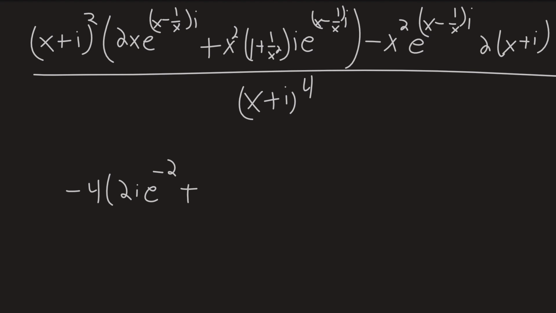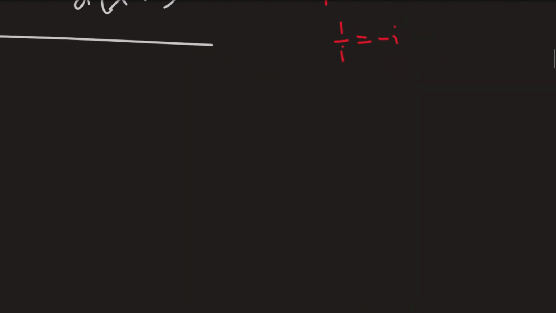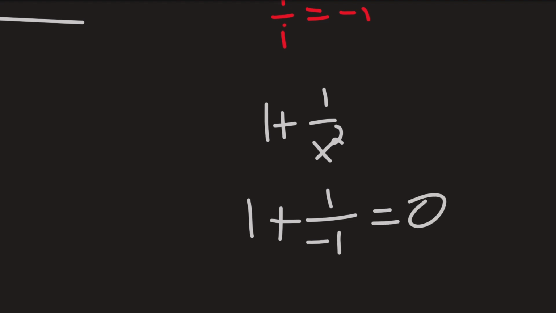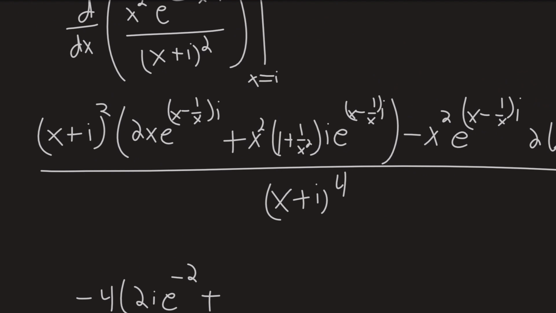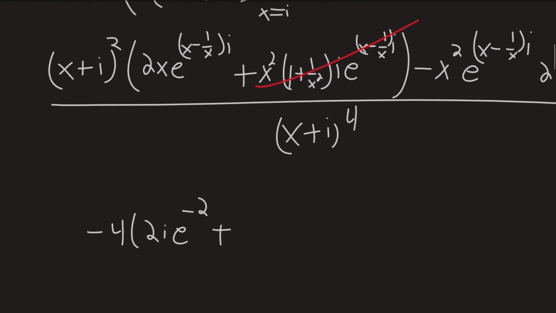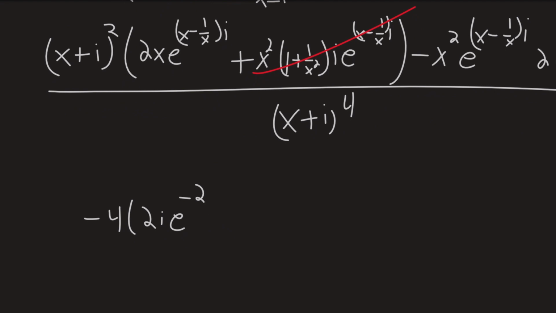let's take a look at this bit right here. So 1 plus 1 over x squared. If we have 1 plus 1 over x squared here, we're plugging in i, we have 1 plus 1 over negative 1, which is just 0. Meaning, this is actually really nice. We don't have to plug in any of this other stuff. That whole term right there, it's just 0. Poof, gone. Isn't that nice? Stuff cancels.